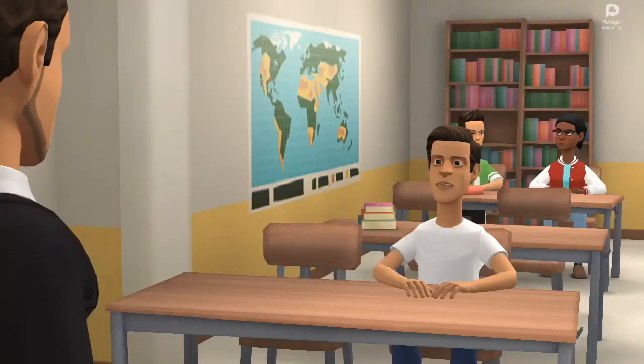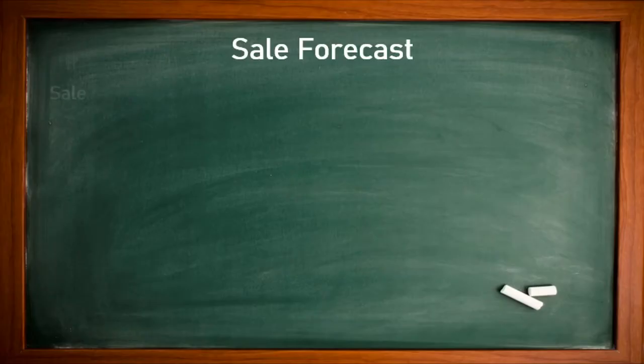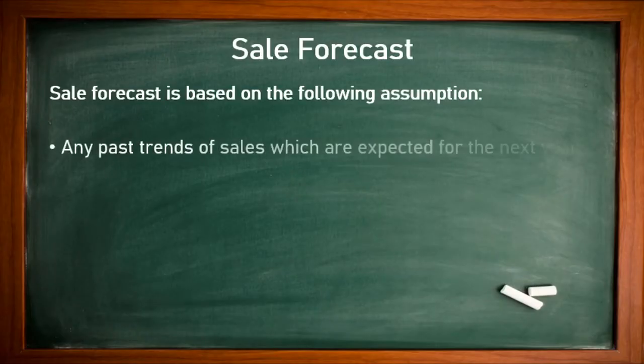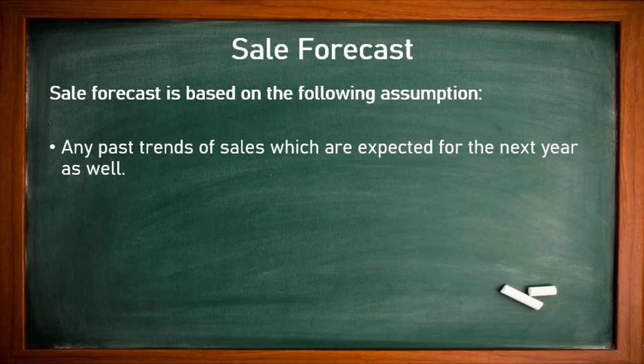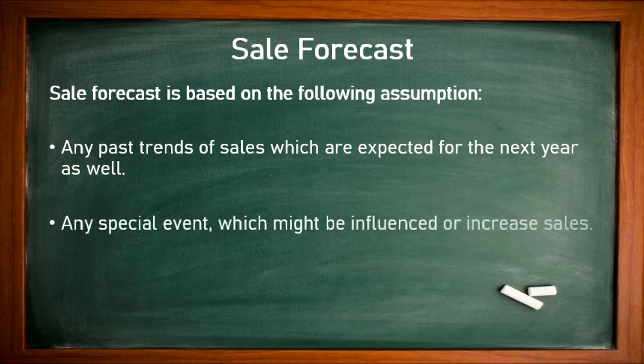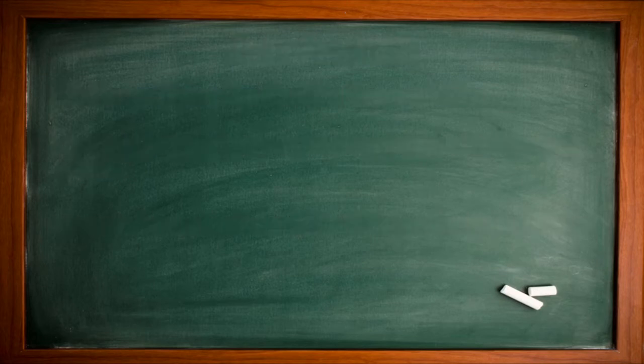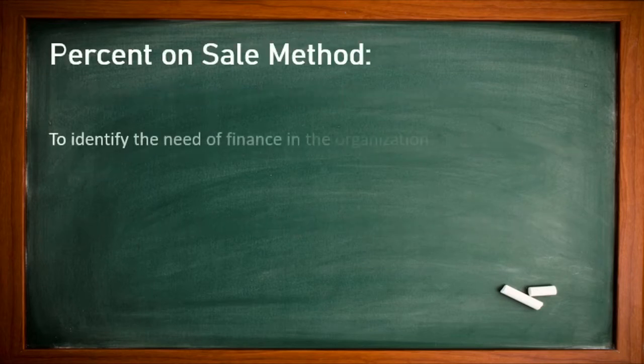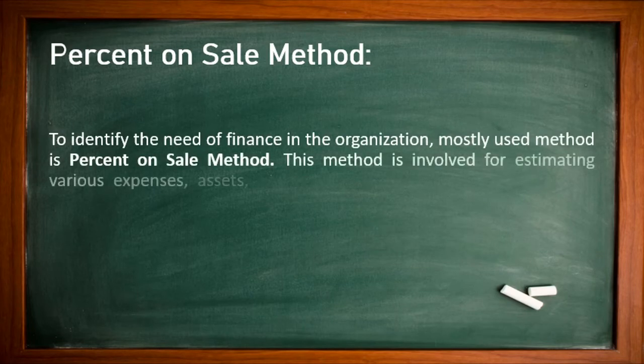What do you mean by sale forecast? Sale forecast is based on the following two assumptions. Number one, any past gain on sale which is expected for the next year as well. Number two, any special event which might influence or increase sale. This is based on the percent of sale method.